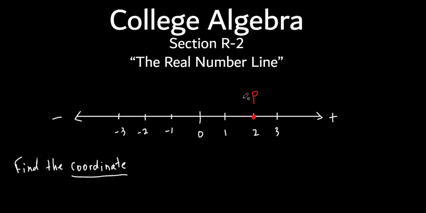Well, where's point P? Right there where that red dot is. What number is associated with that point? It's 2, that's right. So if I said find the coordinate of P, which is point P, you would say it's just 2, and that would be your answer, all right? Pretty basic, isn't it? We're going to talk about that a little bit more, but that's a good starting point, where the coordinates of these points are located.